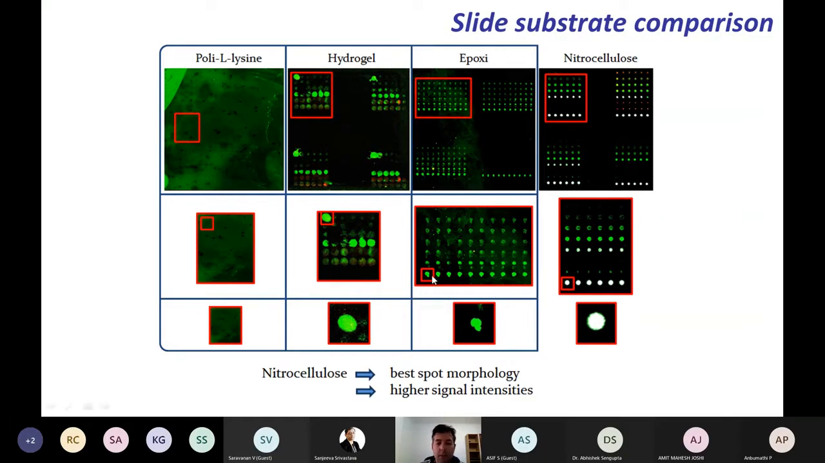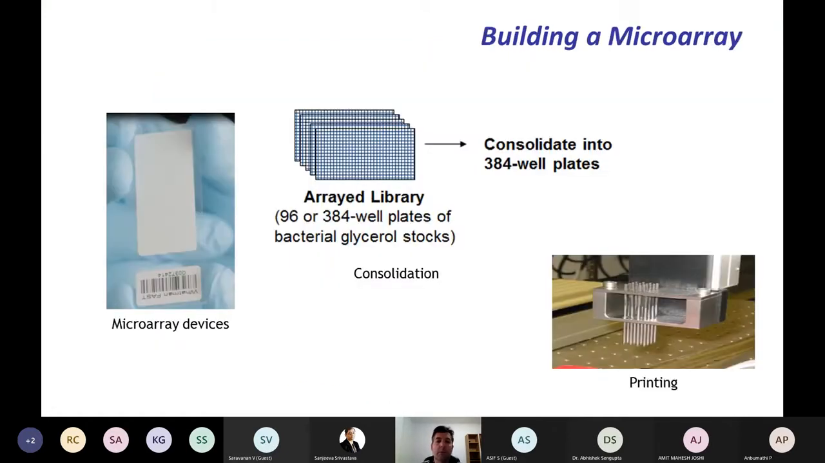In contrast, epoxy produces a good immobilization, but nitrocellulose is the best surface for the printing of proteins, also maintaining the three-dimensional structure. So this is an example of the different surfaces that need to be tested to be sure that our printing conditions are the best for our custom protein.